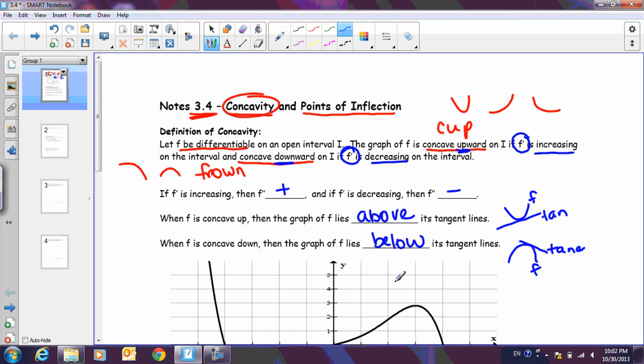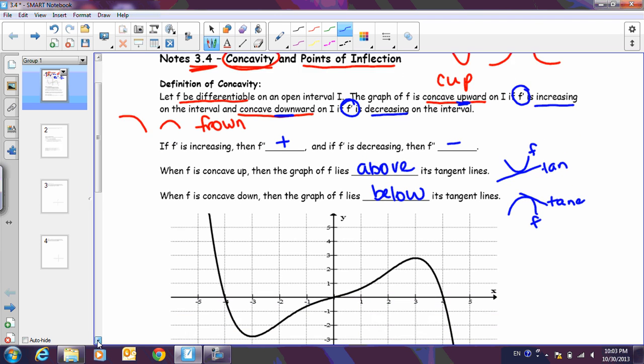So I want you to notice that on one hand, we have a lot of positive language. We have f prime increasing, f double prime positive, concave up, f lies above the tangent lines. Those are all positive words. And when we have f prime decreasing, f double prime negative, concave down, graph of f lies below. So that's a way you can kind of group them together.